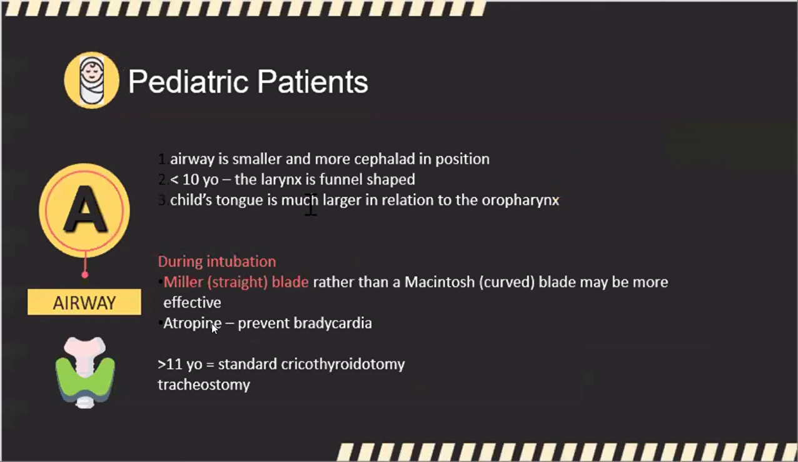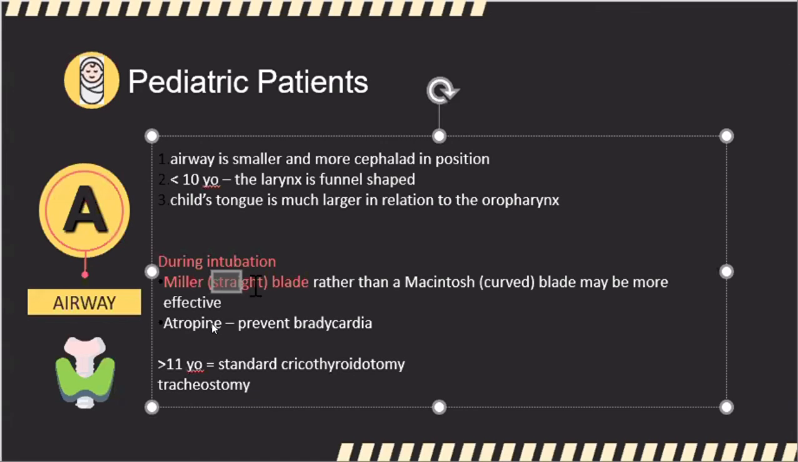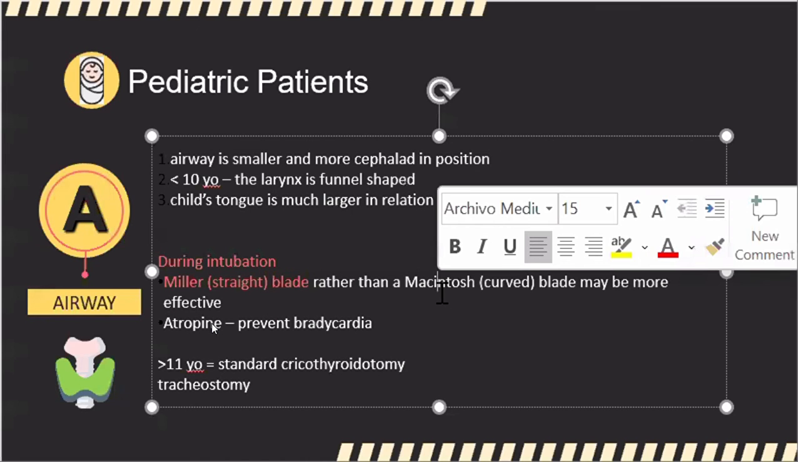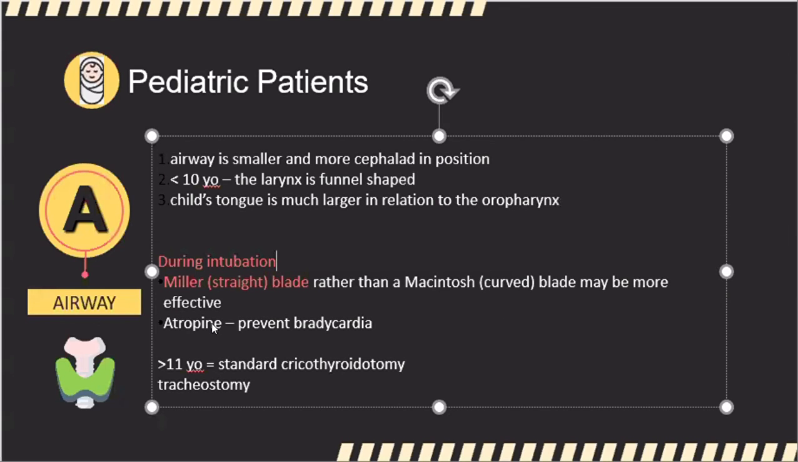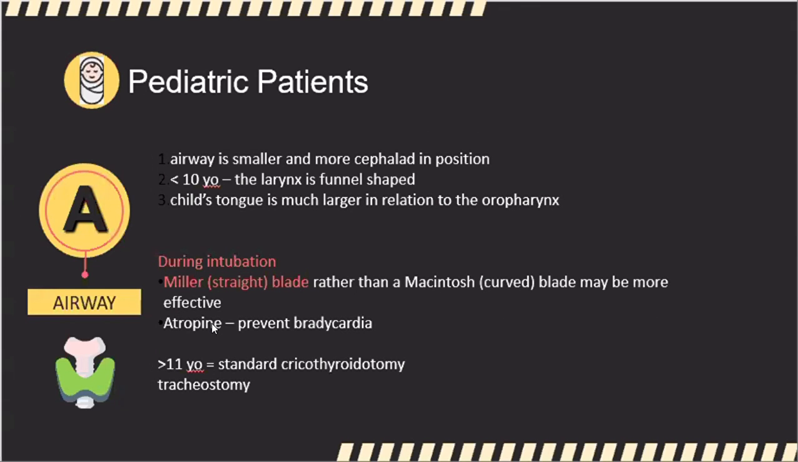For airway, the airway is smaller and more cephalad in position. So less than 10-year-old, the larynx is funnel shaped. The tongue is much larger in relation to the oropharynx. So mas mahirap yung intubation and iba yung ginagamit na laryngoscope. So yung ginagamit natin is yung Miller blade straight as compared yung Macintosh. Kung nakakita na kayo ng laryngoscope, iba yung pedia at iba yung adult na laryngoscope. Straight yung laryngoscope ng Miller, curve yung Macintosh.